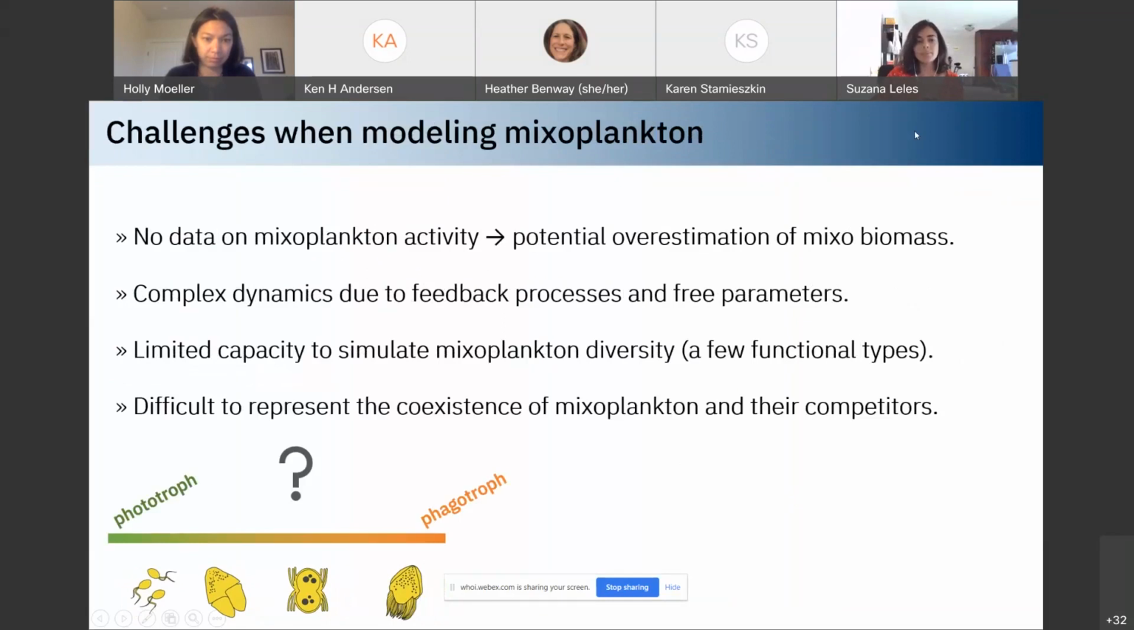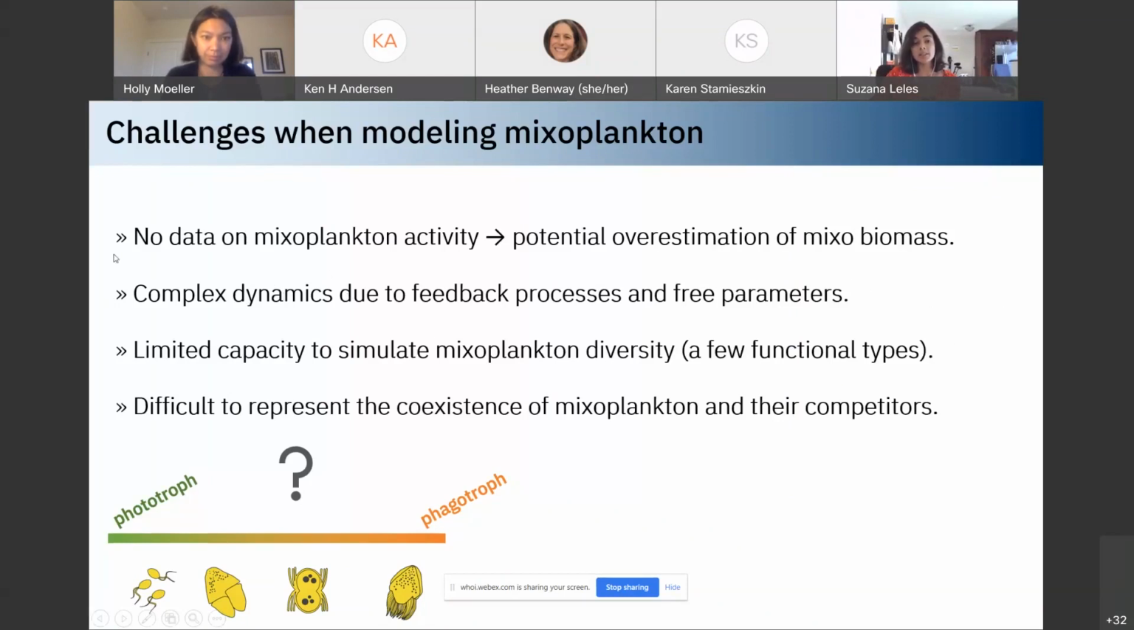Now, modeling mixoplankton also comes with a series of challenges, and compared to the approach that Ken just showed us, this approach is more complex. We have more parameters. So there are some downsides on this approach as well. For example, we can have very complex dynamics due to feedback processes, and many free parameters cannot help us to interpret model results and to constrain these values.